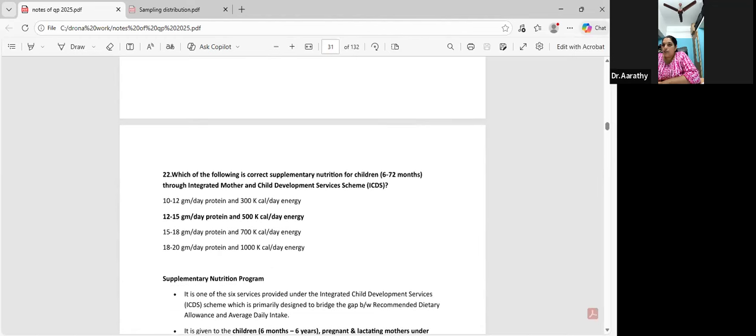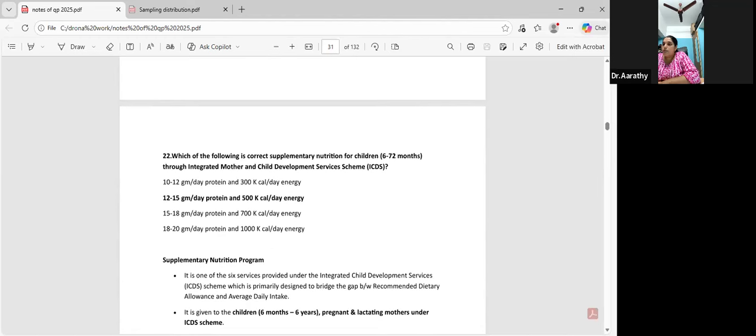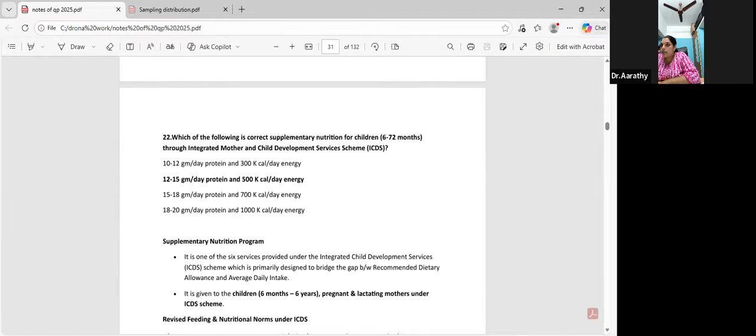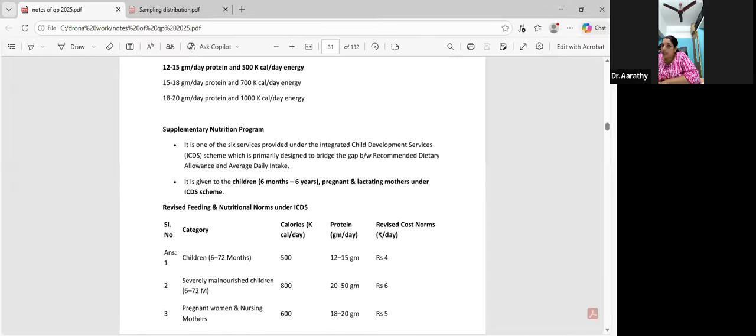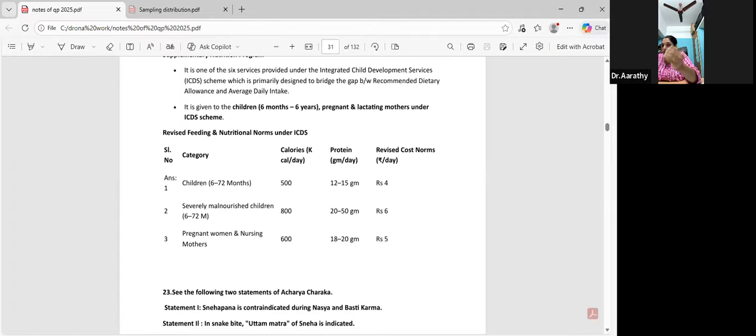And the 22nd question, which of the following is the correct supplementary nutrition for children of 6 to 72 months through the integrated mother and child ICDS scheme? It is 12 to 15 grams per day of protein and 500 kilocalories per day of energy. That is the answer. So do read about the ICDS scheme, the year it was established, and for children from 6 to 72 months.